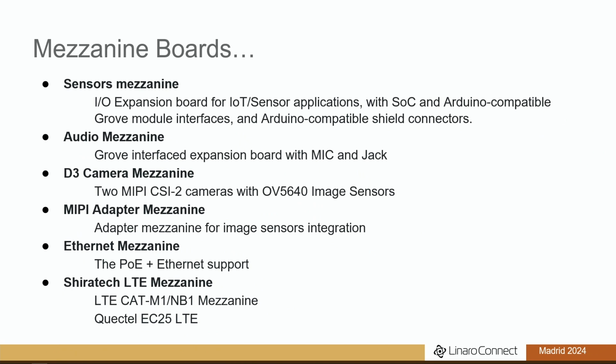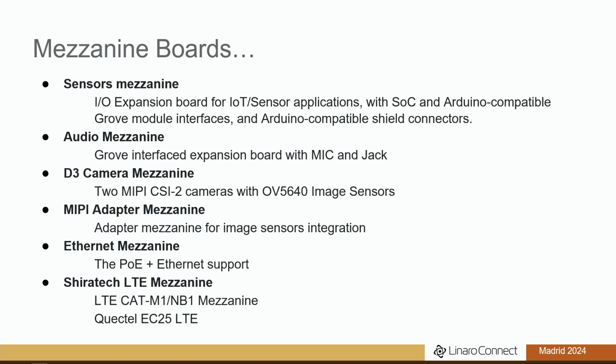I'm an audio guy. I have worked a lot in audio, so I used to love the audio mezzanine which was built. It features a couple of onboard digital microphones and a jack adapter. Along with that, there are Grove expansion boards which you can use to connect your speakers to. MIPI adapter mezzanine, so if you're building your own image sensors, you can use this MIPI adapter mezzanine, and this adapter mezzanine helps you integrate your sensors to the board.